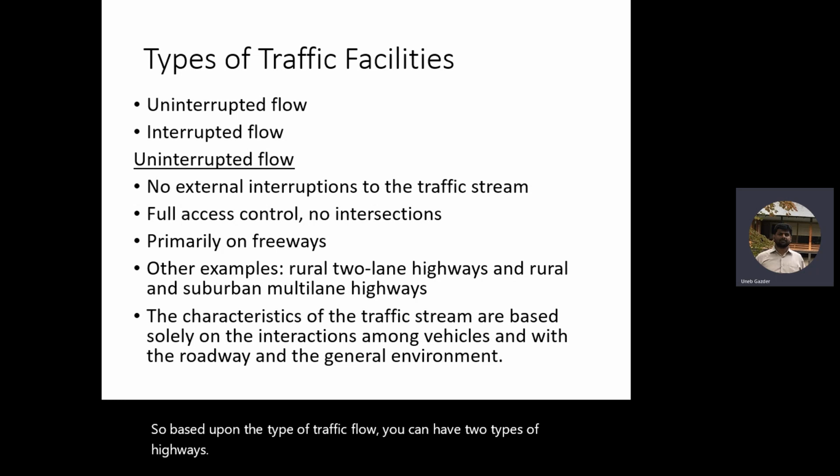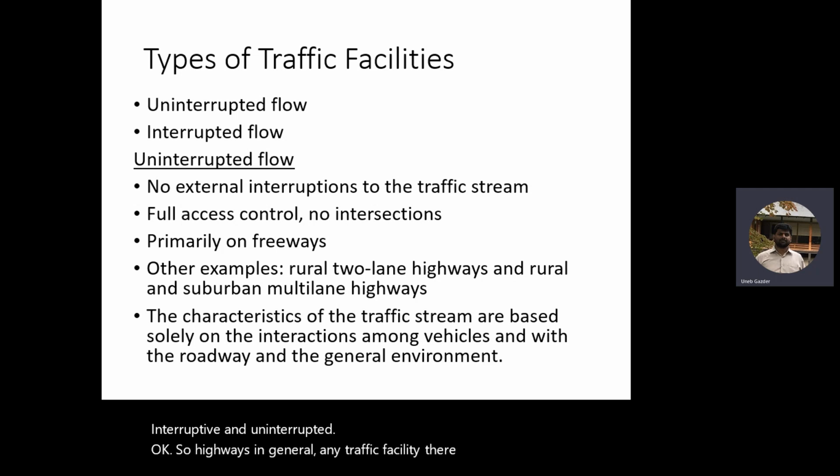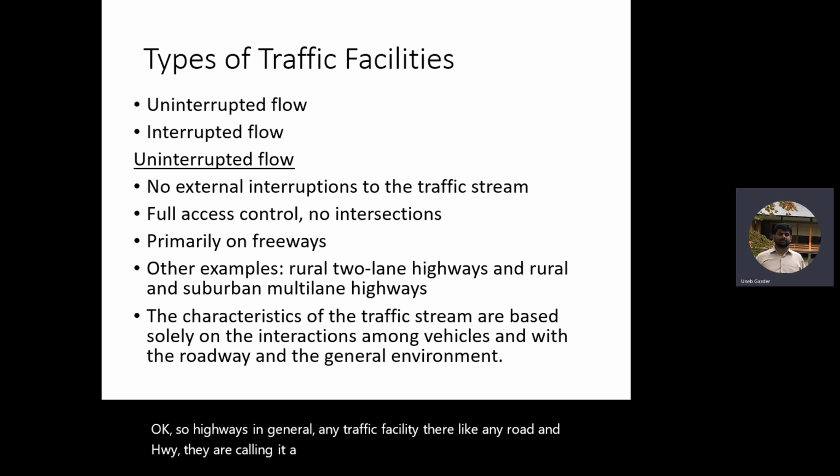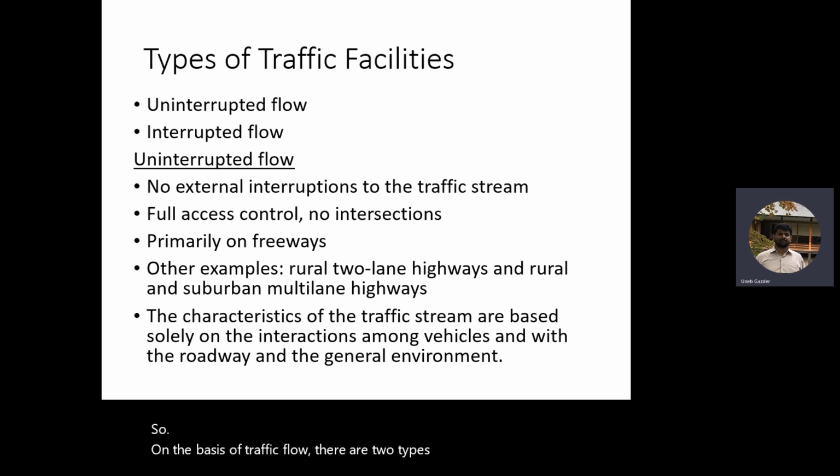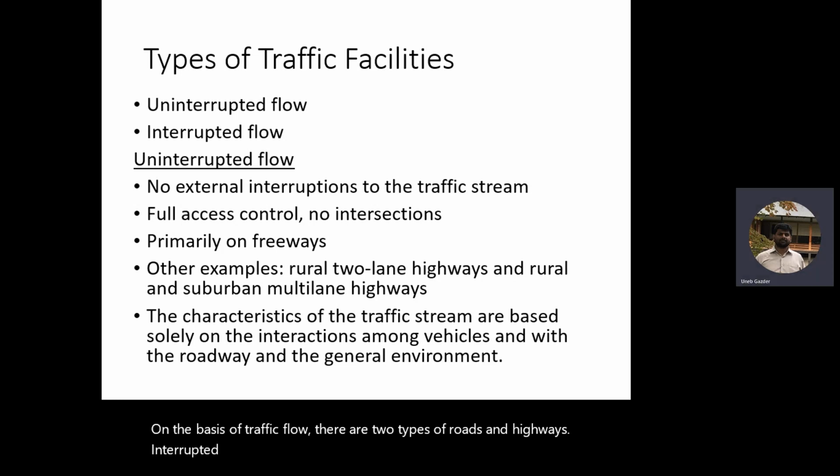interrupted and uninterrupted. Okay, so highways in general, any traffic facility there, like any road and highway, they are calling it a traffic flow facility. So traffic flow facility is nothing but roads and highways. So on the basis of traffic flow, there are 2 types of roads and highways, interrupted and uninterrupted. Now interruption means what?